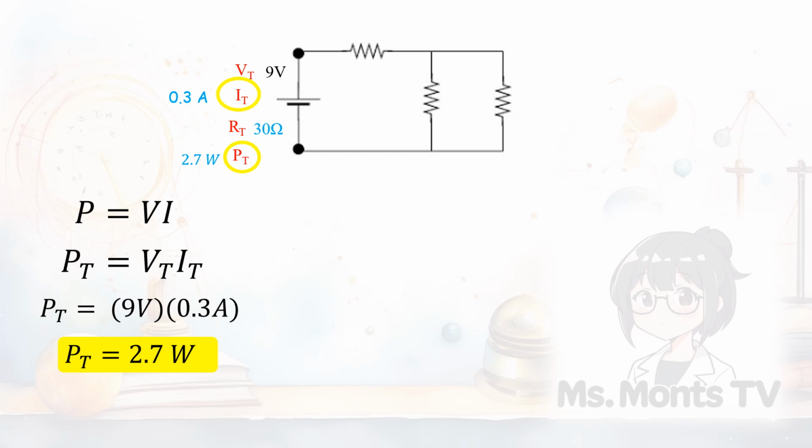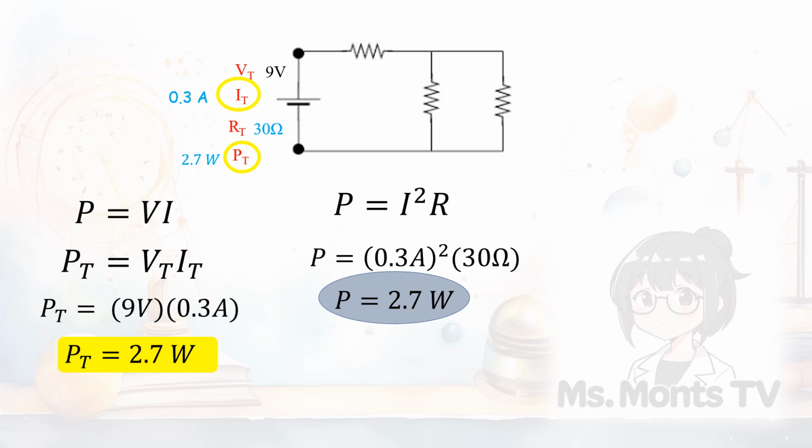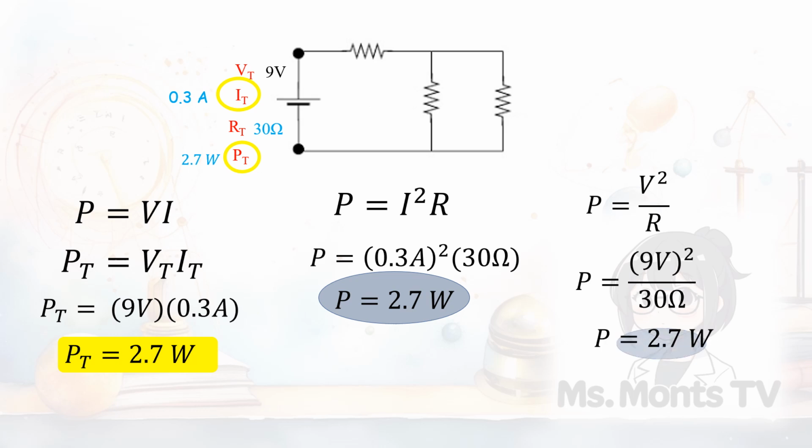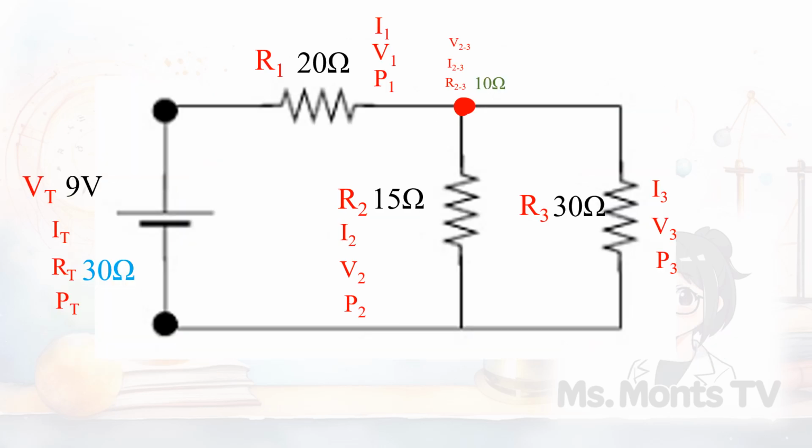Now, let's try this example in getting the power. So we have another equation, I squared R. So it will be 0.3 ampere squared times 30 ohms, same 2.7 volts. And then another one is V squared over R, that is 9 volts squared over 30 ohms, that is still 2.7 volts. So they're the same. Okay, next.